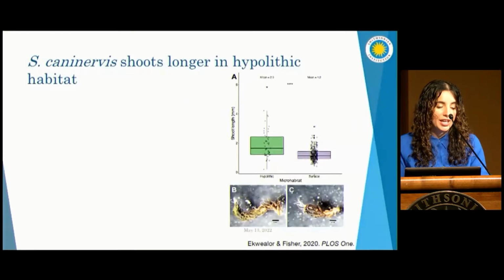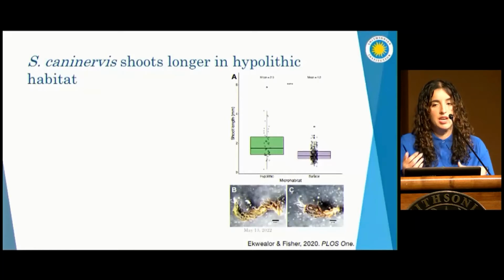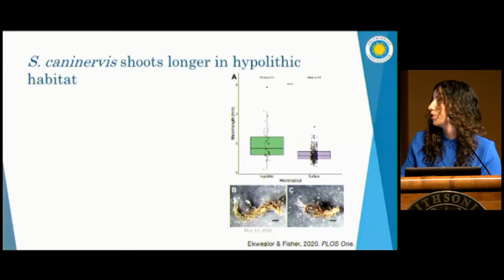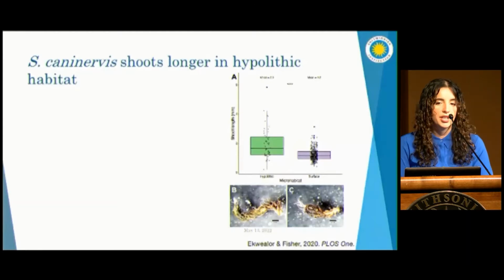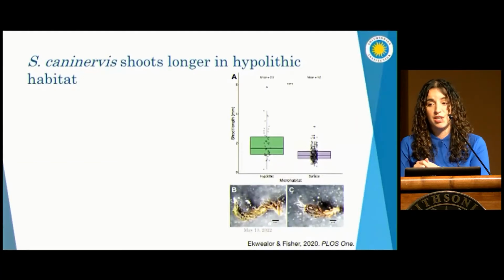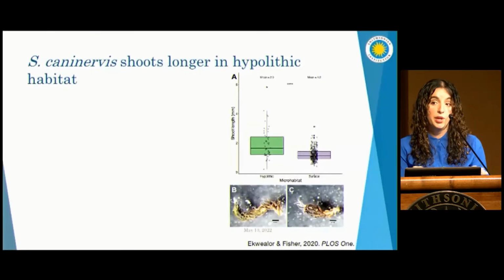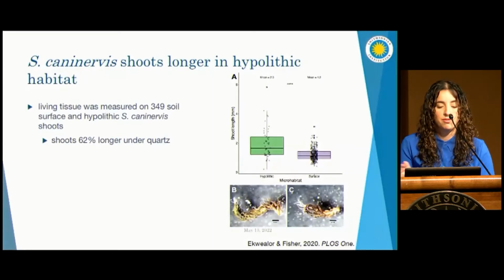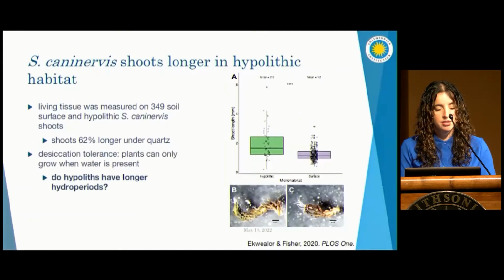Another thing I noticed when looking at these plants is that Syntrichia caninervis, which occurred in both surface and hypolith, looked very different when they grew under the rocks. So in these pictures, the one on the right is a very typical soil surface Syntrichia caninervis. They're usually short shoots, dark brown coloration. And the one on the left is a pretty typical hypolithic Syntrichia caninervis, longer and greener. And indeed, I measured 349 shoots and found that they were 62% longer under the quartz.